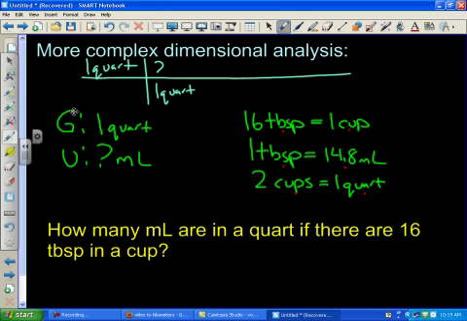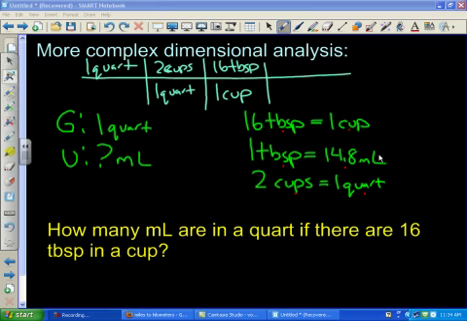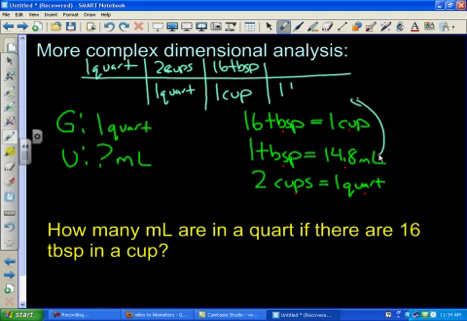Okay, and I want to get rid of that first, so I take the equality that has quart in it, so 1 quart on the bottom, 2 cups on the top. That's going to let us cancel out quarts, and we'll go back to that in a second. Put 1 cup on the bottom next so I can cancel cups, 16 tablespoons on top. And then our final conversion factor is going to be tablespoons on the bottom, 1 tablespoon in this case, and 14.8 milliliters on the top.